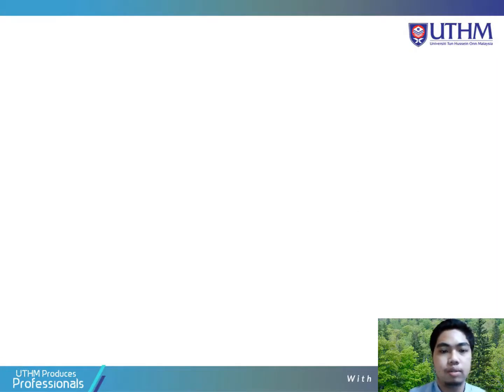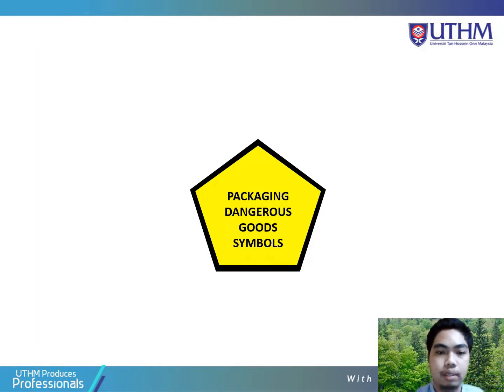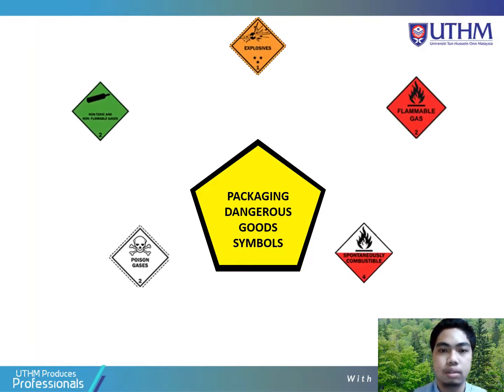Assalamualaikum and good morning. So I will present 5 packaging dangerous goods symbols. This slide will present 5 symbols, and my other group mate will present another 5 or more symbols. The symbols are explosive, flammable gas, spontaneously combustible, poison gases, and non-toxic and non-flammable gases. Each of these symbols has its own class.